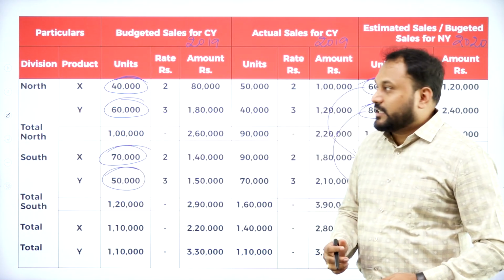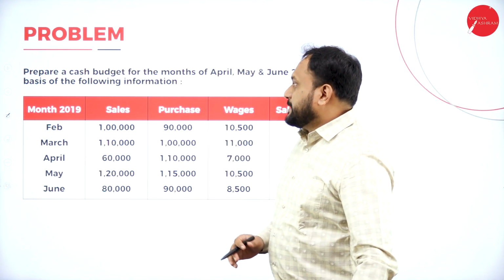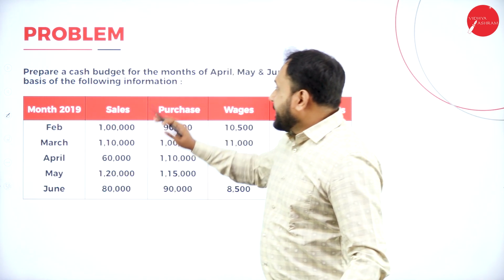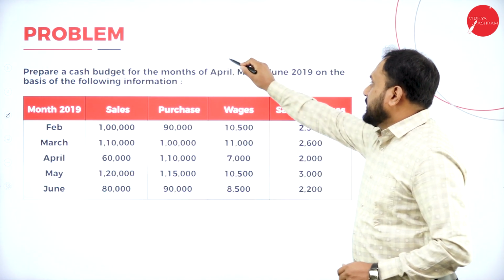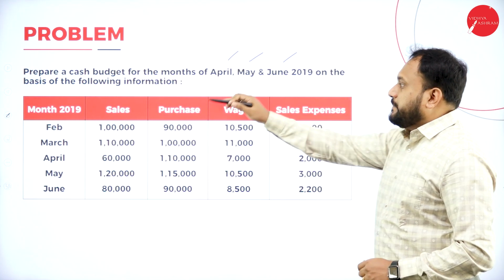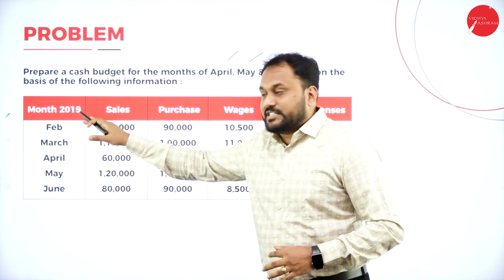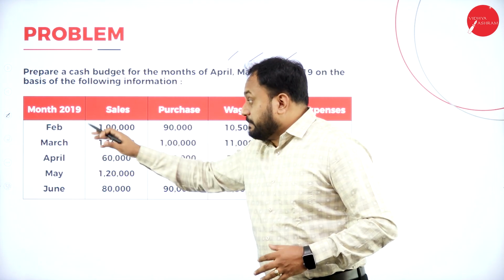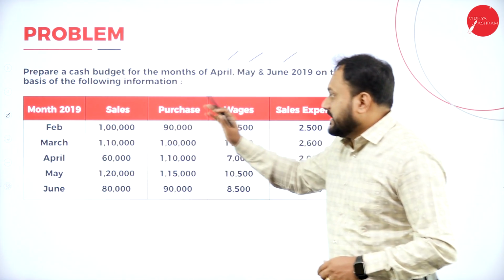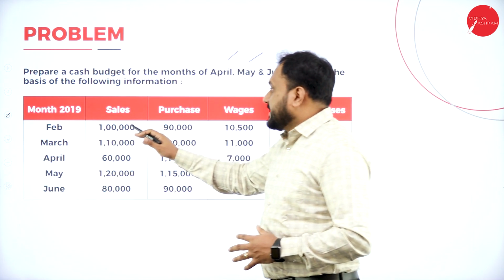Okay. The last topic will be like this. Prepare a cash budget for the months April, May, June on the basis of the following information. Now they have given something. The months they have given are 2019, and the months are Feb, March, April, May, June. Sales they have given. See, sales is what? Sales is an inflow.